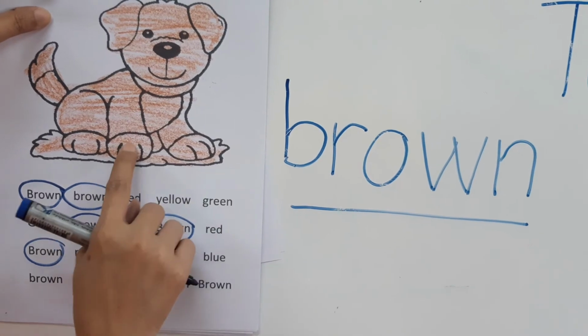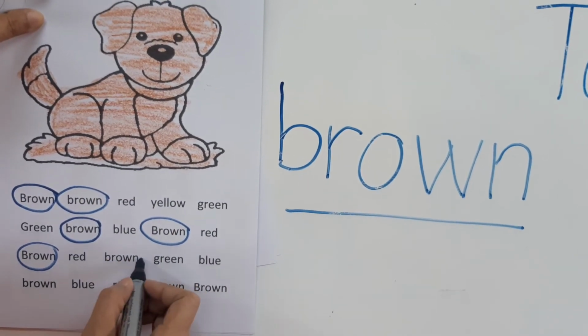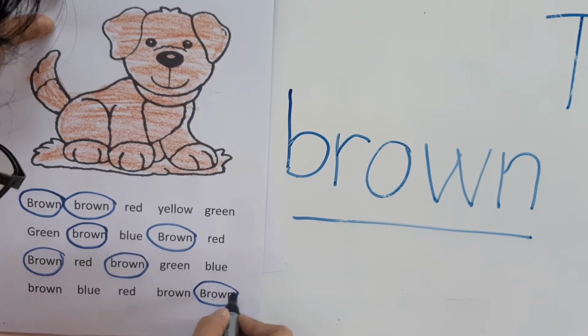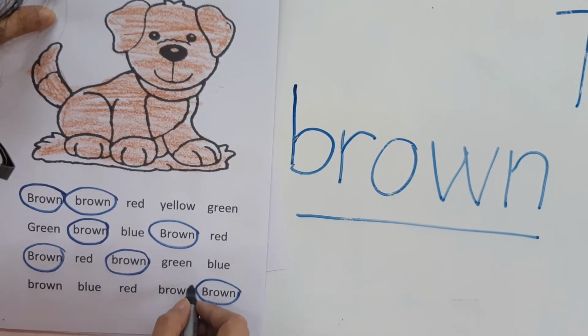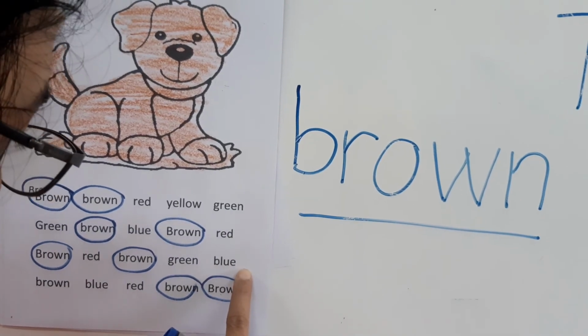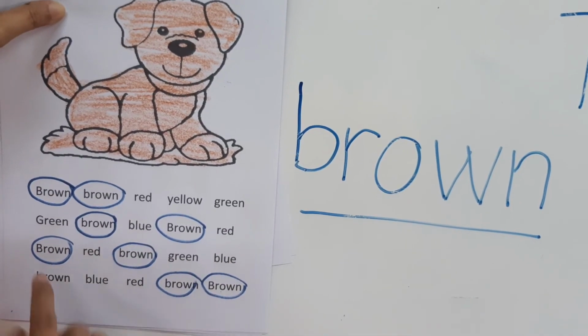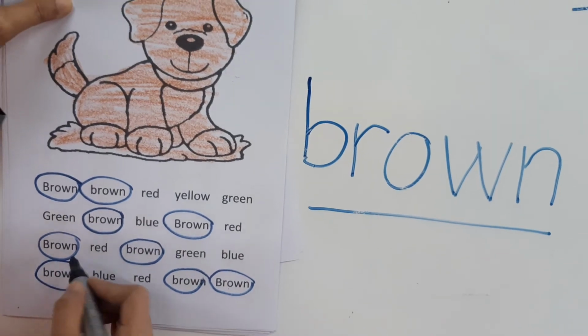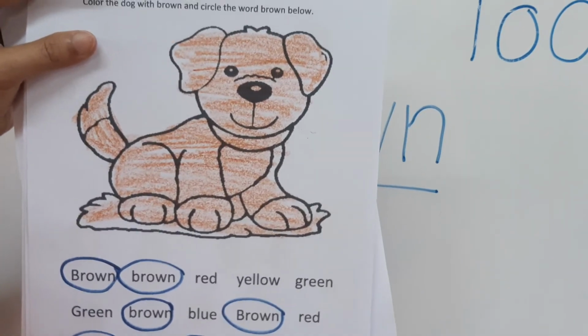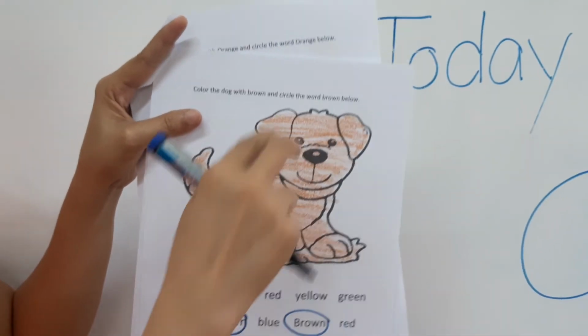No. This is color from here. Brown. This one? Yes. Is this one? Yes. What about this one? No, this is blue. Is this one? Yes. Okay, say it with me. Brown. Okay, can you do like this?